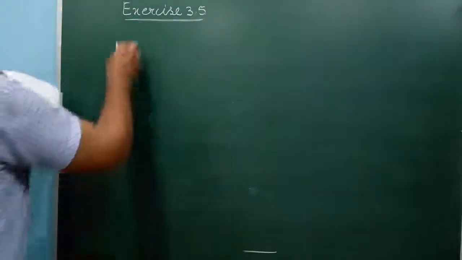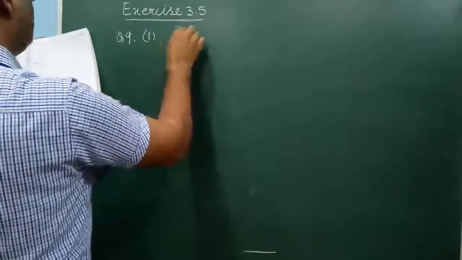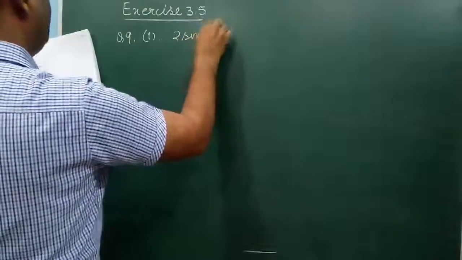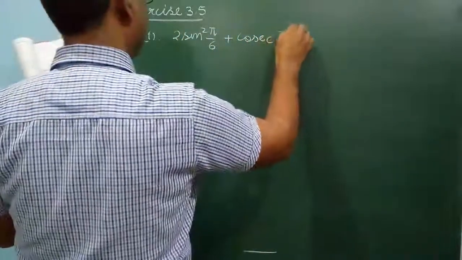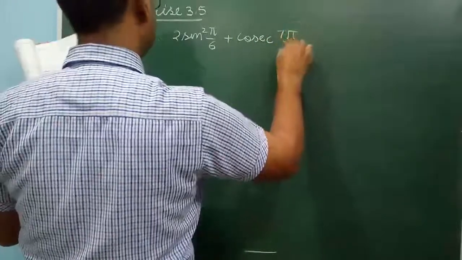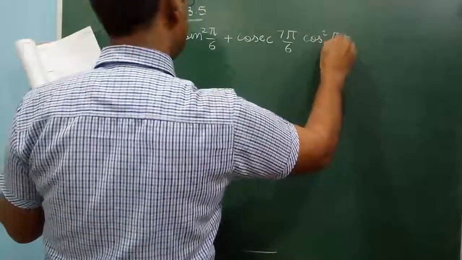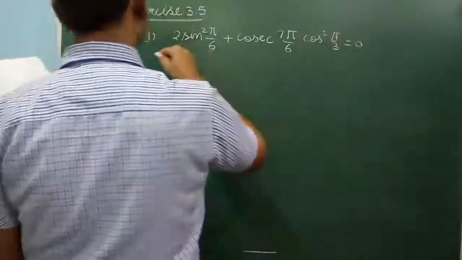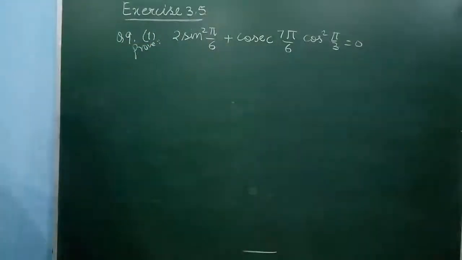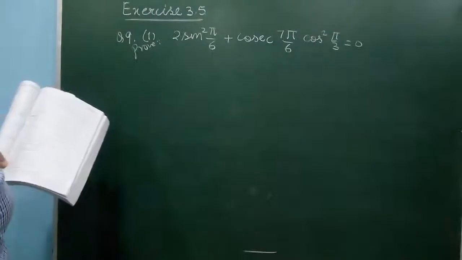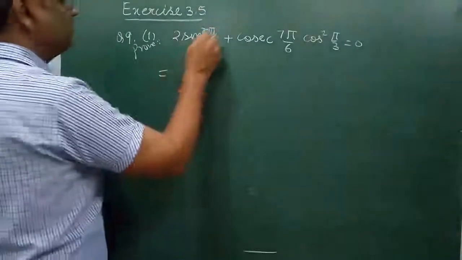Now question number 9. First part, 2 sin square pi by 6 plus cosec 7 pi by 6 cos square pi by 3 equal to 0. We have to prove. Prove 2 sin square pi by 6 plus cosec 7 pi by 6 cos square pi by 3 equal to 0. This means pi by 6.